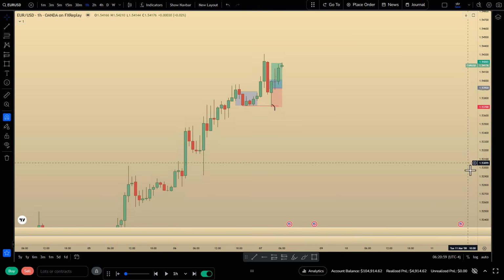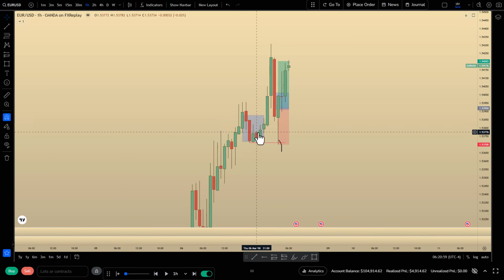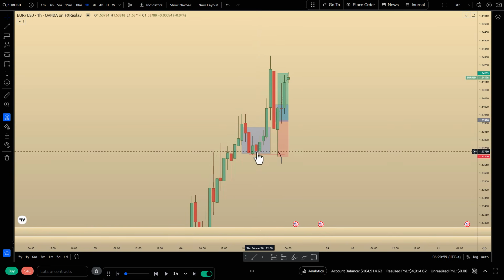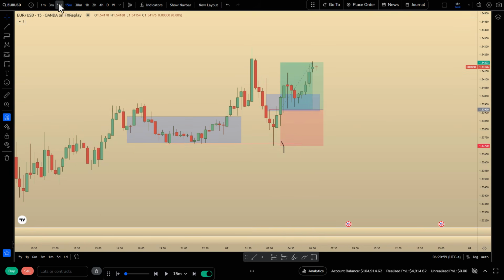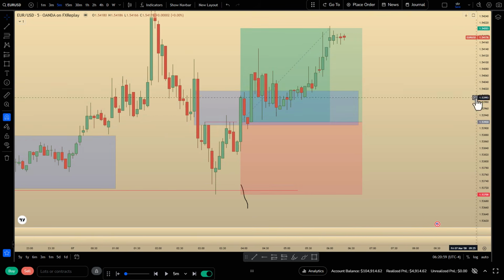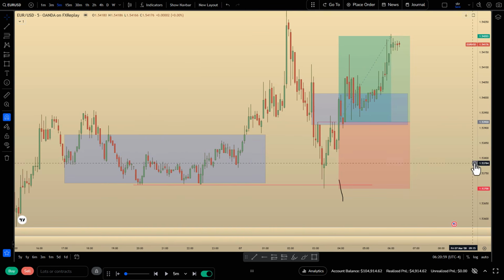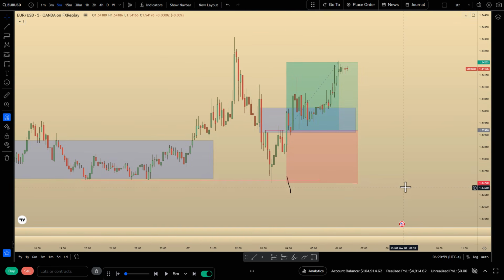We have a sweep, continuation sweep on the Asian low range, right? Beautiful. We have an SMT right here, and then we have a nice confirmation on the lower time frame. So that's pretty simple. That's the whole strategy, but it needs patience, for waiting for these conditions.